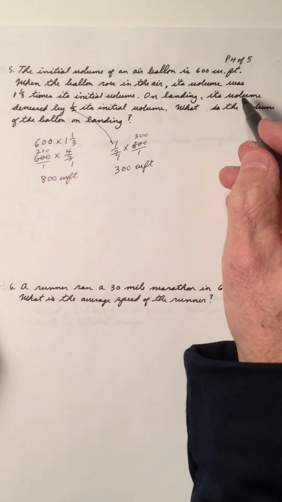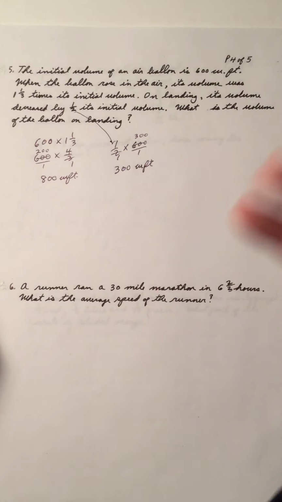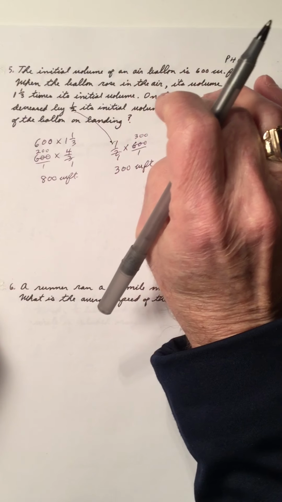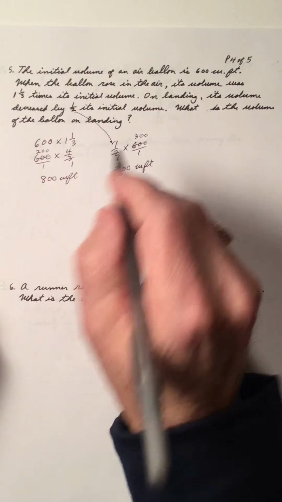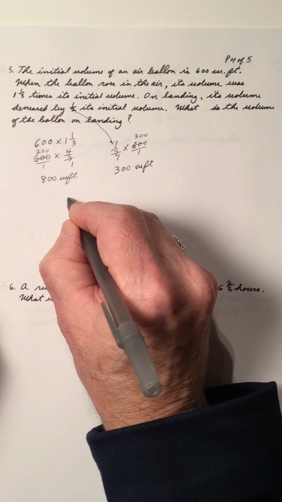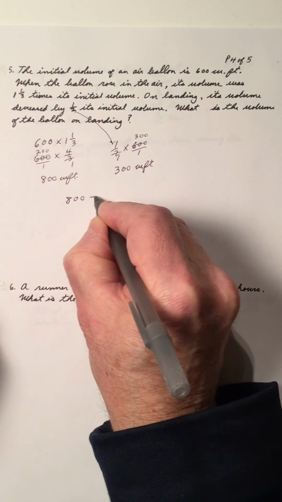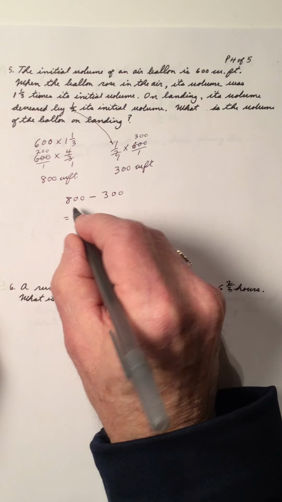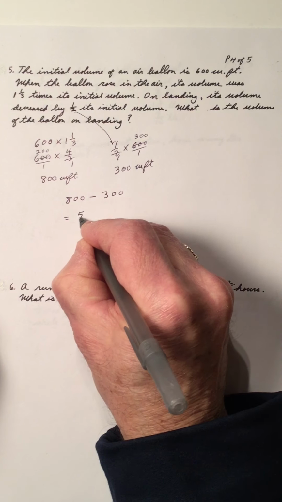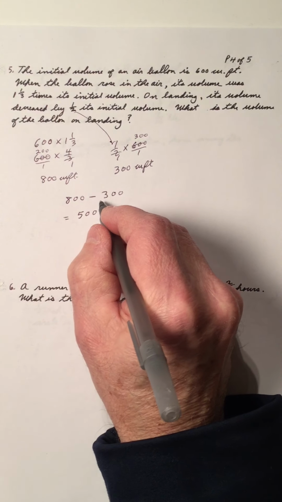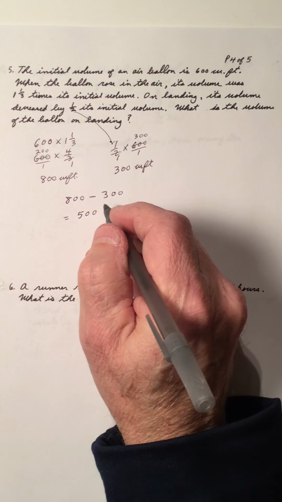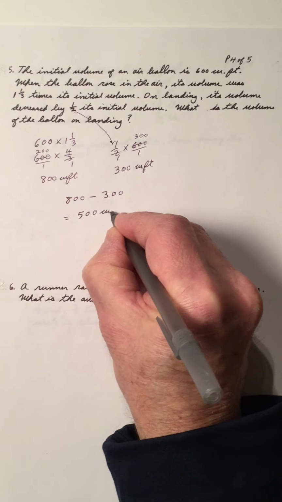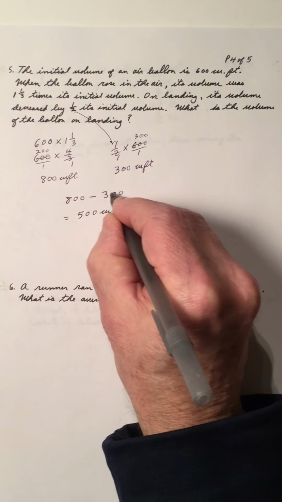But it says it decreased when it landed. The volume was decreased. So watch the wording. 1/2 is initial. So if it was up in the air and it had 800 and it decreased by 300, that means when it landed on the ground, it had 500 cubic feet of air.